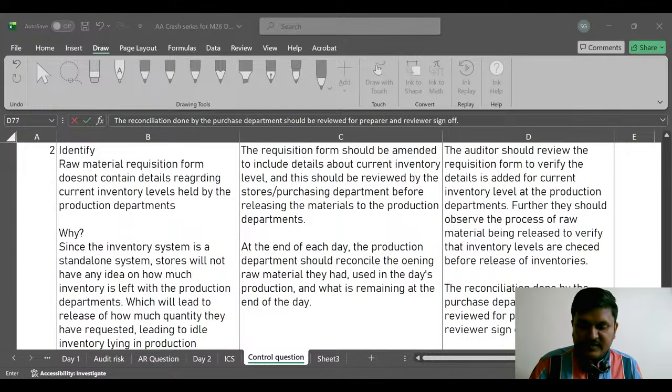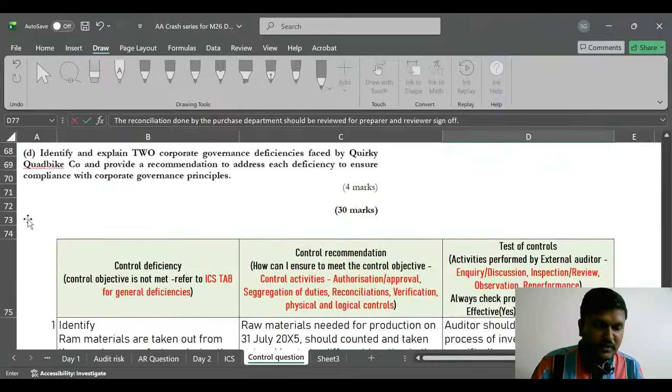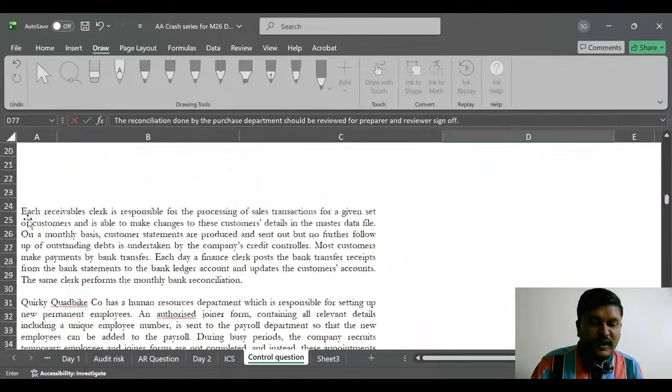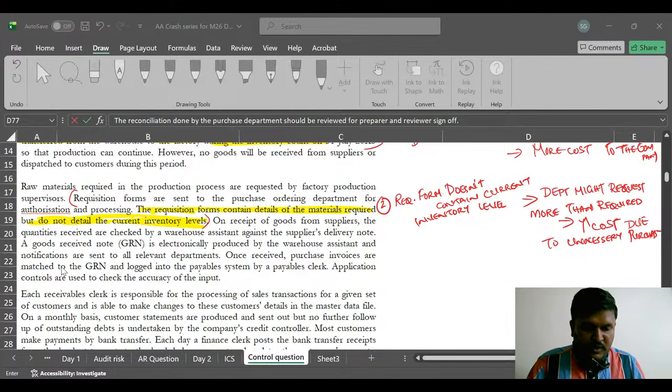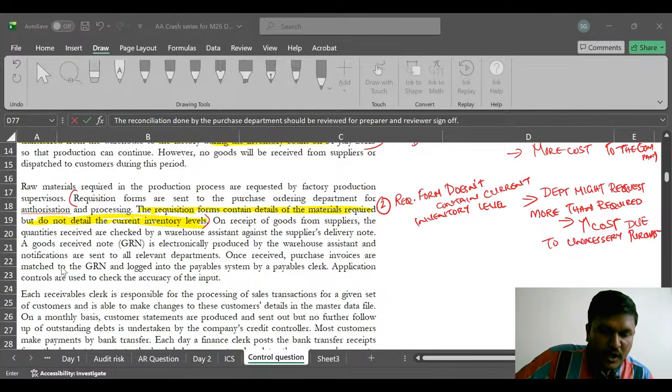Let's consider the next thing from the question itself. Let's go to the Excel, go to the top. We have now considered the second one out of 6. Now let's read through. On receipt of goods from the suppliers, the quantities received are checked by a warehouse assistant against the supplier's delivery note. The goods received note is electronically produced by the warehouse assistant, and notifications are sent to all relevant departments. Once received, purchase invoices are matched to the GRN and logged into the payable system by a payables clerk. Application controls are used to check the accuracy of the input.